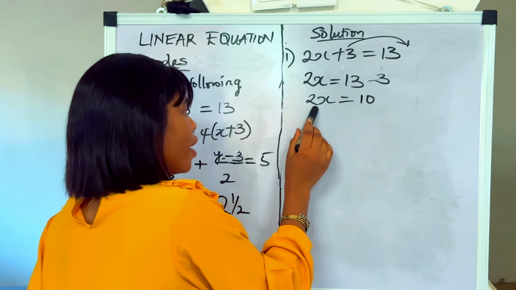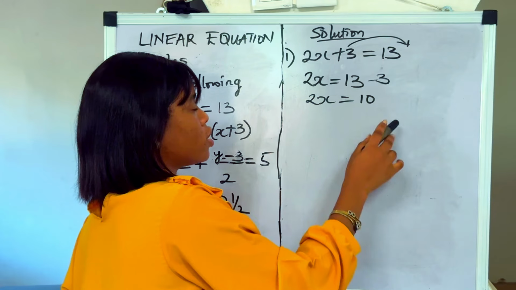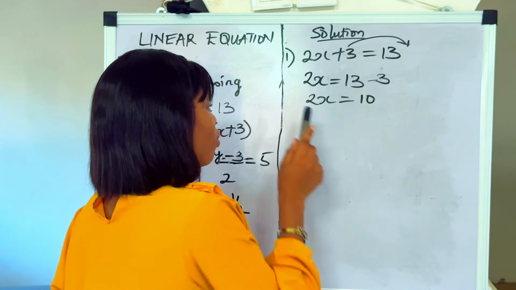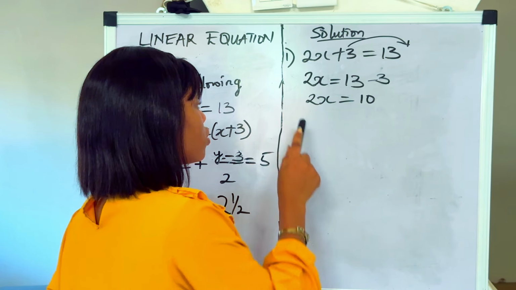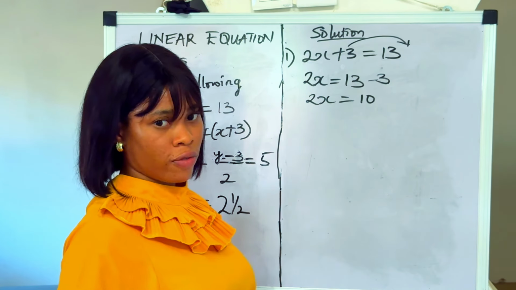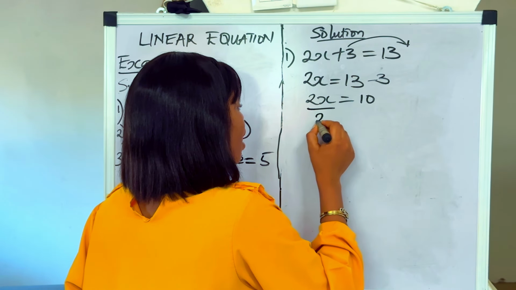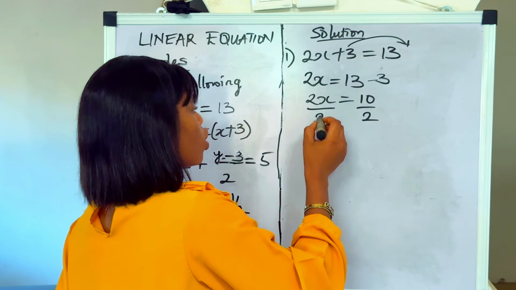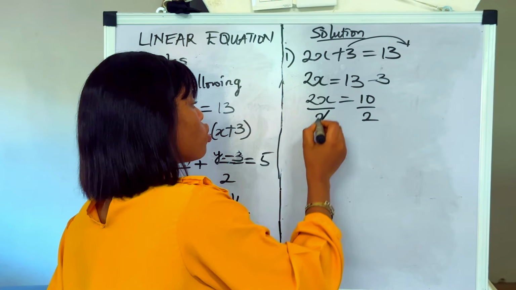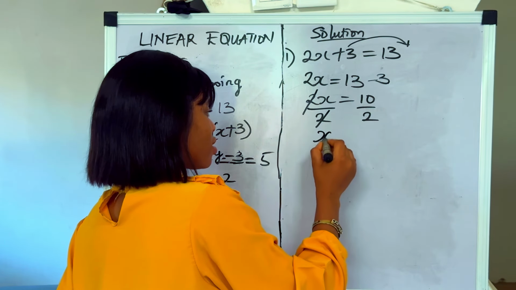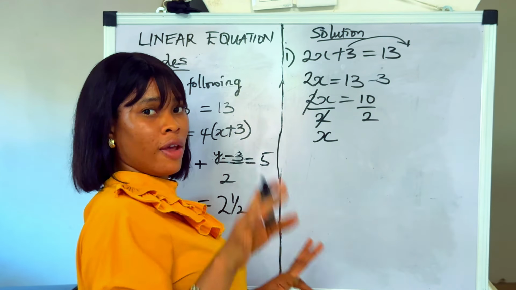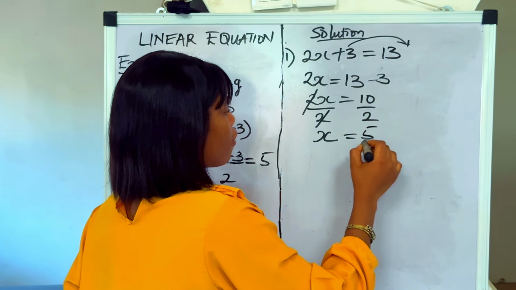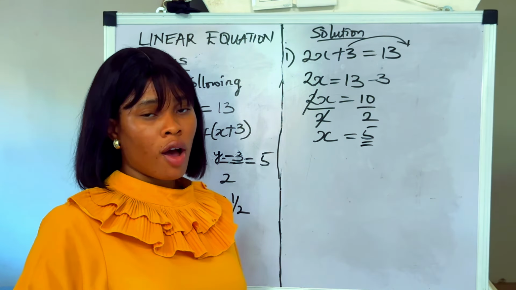Now, we are left with 2x equals 10. You can see that we've gotten rid of plus 3. The next thing for us to get rid of is 2. And how do we get rid of 2? By dividing both sides by 2, which is the coefficient of x, so that 2 cancels 2, we're left with x. You can see that x is now left alone. We have x equals 10 divided by 2 gives us 5. So that's our final answer.